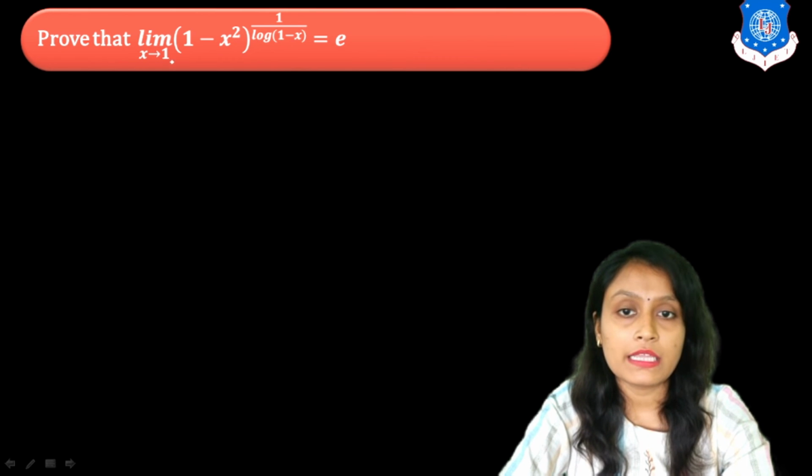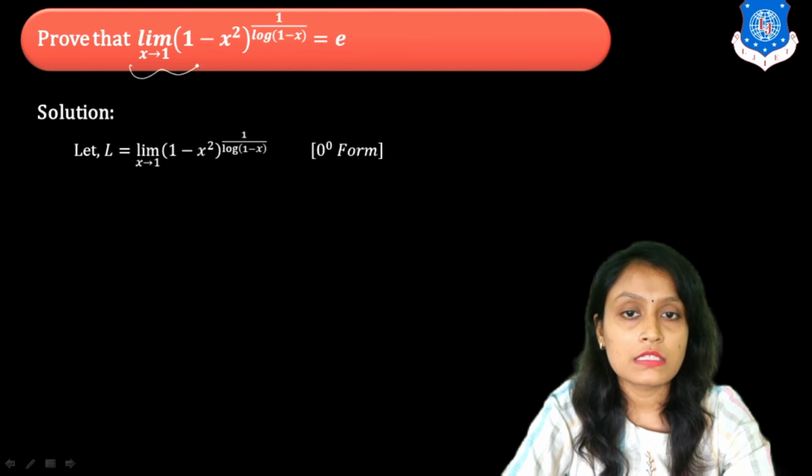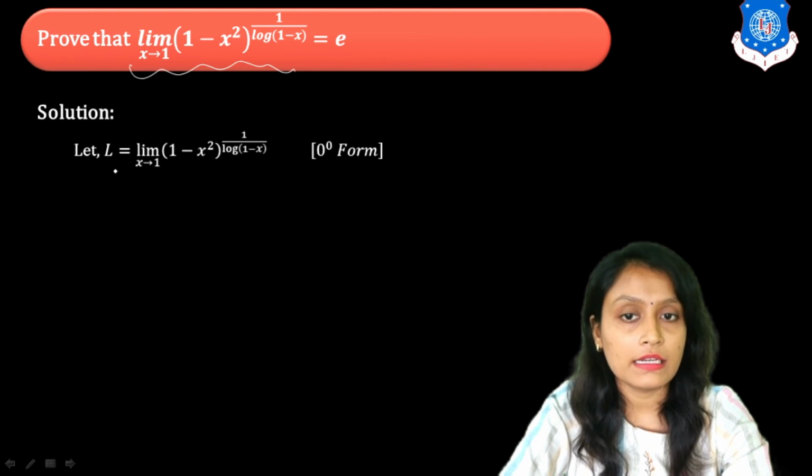Prove that limit x tends to 1 of (1 minus x square) raised to 1 upon log (1 minus x) is equal to e. So we will consider this limit as L. And if you substitute x is equal to 1 here, 1 minus 1 is 0, and here 1 minus 1, so log 0, that is infinite. So 1 upon infinite will become 0. So here we have the form 0 raised to 0.